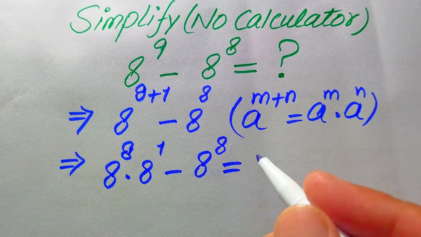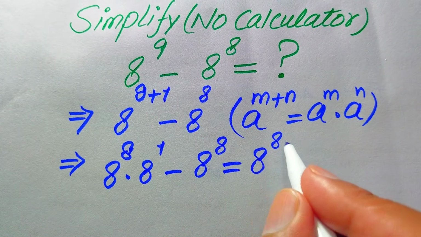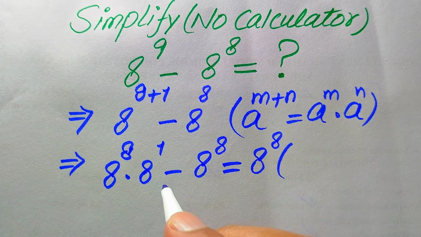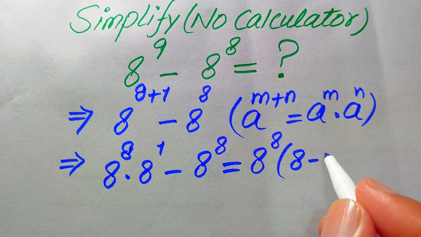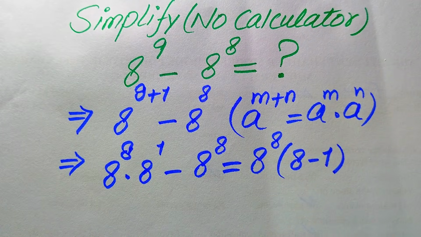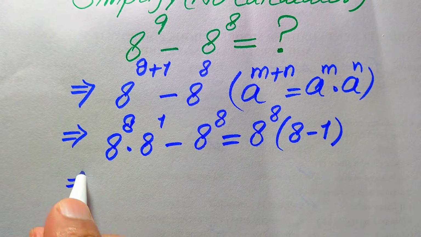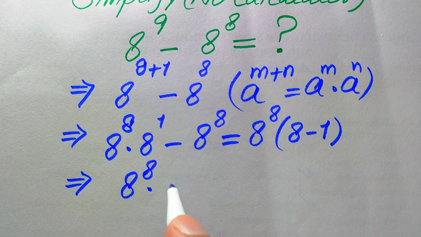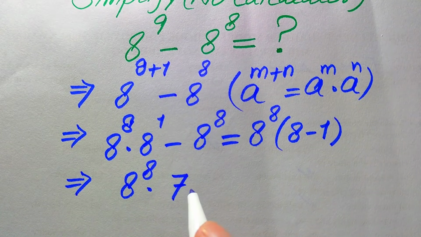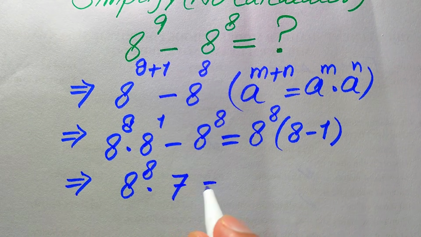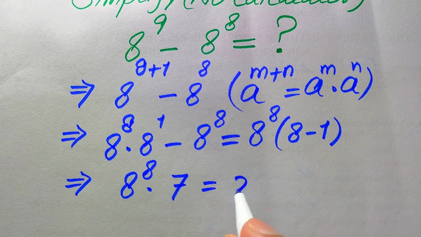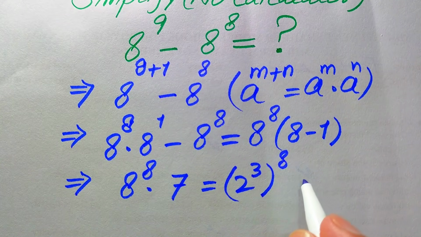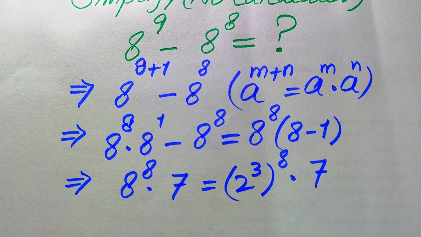In the next step, you see that both of these terms involve 8 to the power of 8. So we take 8 to the power of 8 common, and the remaining values are 8 from here and minus 1 from here. Now we have 8 to the power of 8 times 8 minus 1, which becomes 7. Next, we write 8 as 2 cubed. We know that 8 equals 2 cubed, and its whole exponent is 8, times 7.